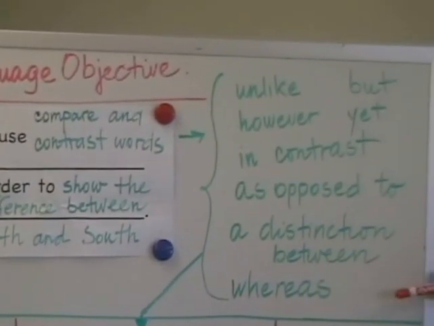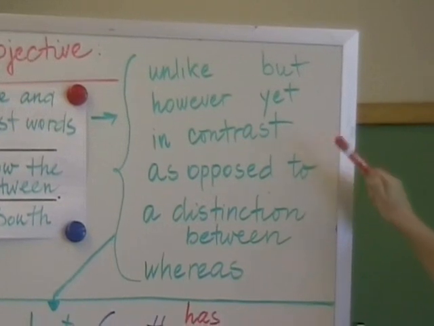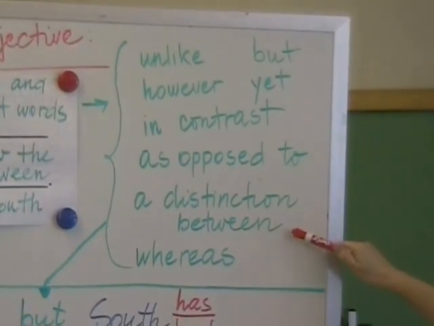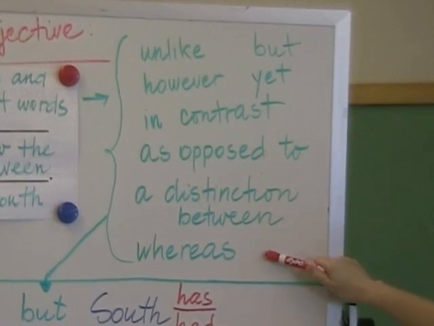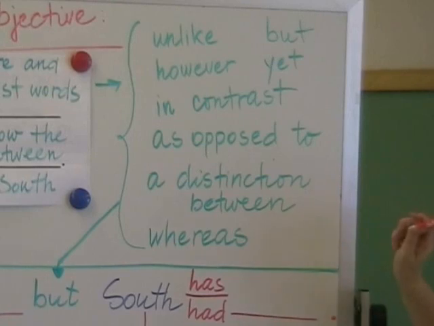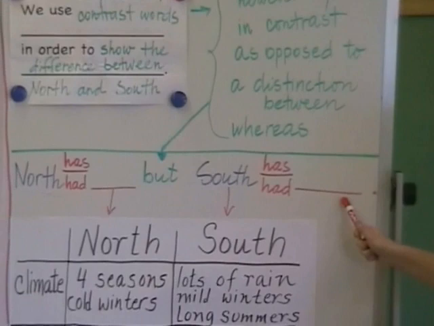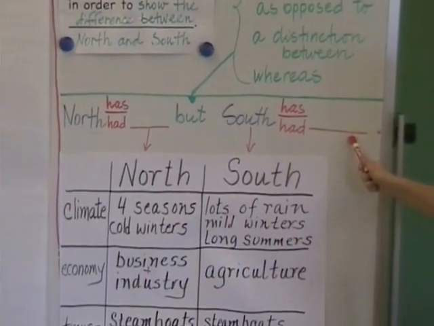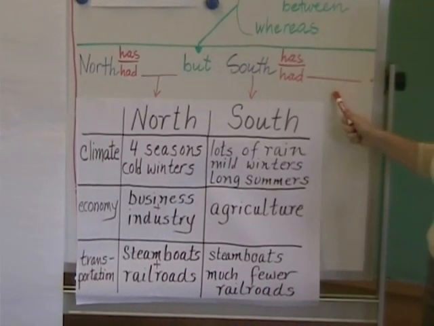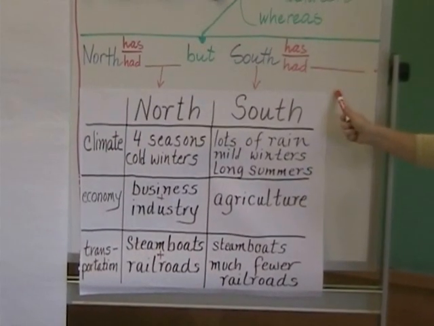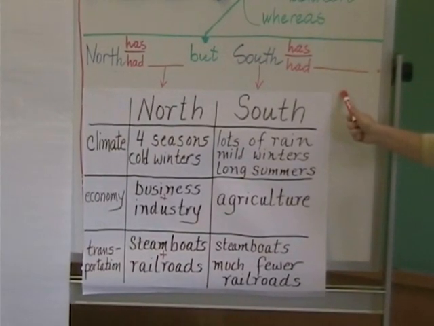These words are conjunctions: unlike, but, however, yet, in contrast, as opposed to, a distinction between, whereas, or we can also call them transition words in writing. We provided students with sentence frames to help them start talking about the differences between north and south. Sentence frames are good for all students, but especially useful and important for your English as a second language learners.